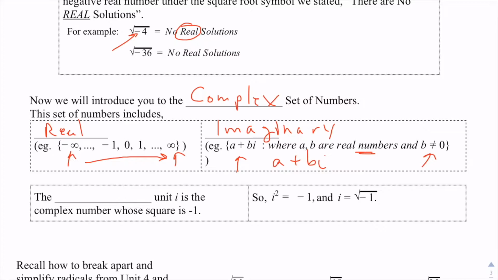The imaginary unit i is the complex number whose square is negative 1. What that means is i squared is equal to negative 1. Therefore, as you can see here, the square root of negative 1 is equal to i.